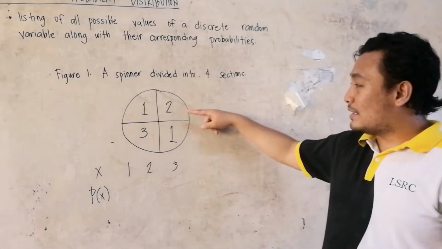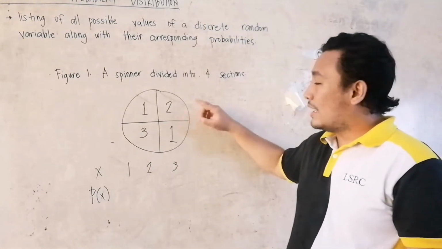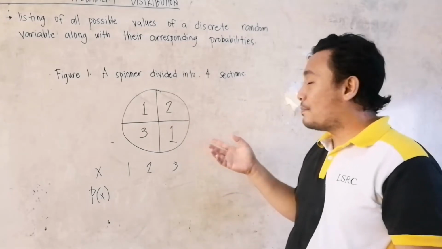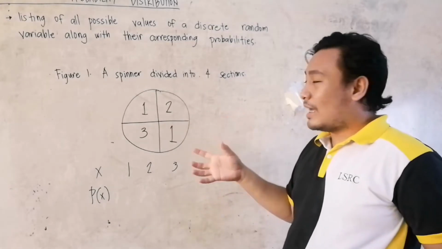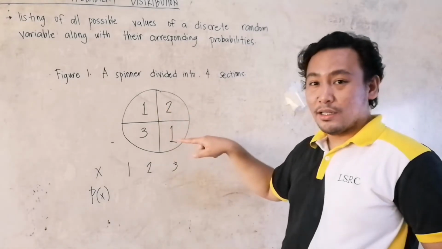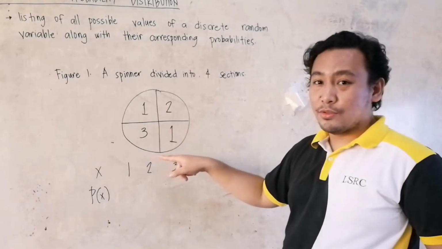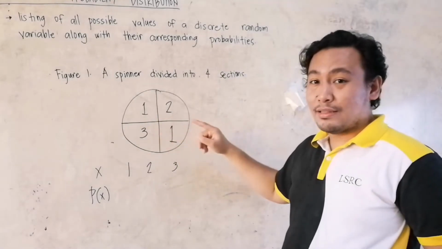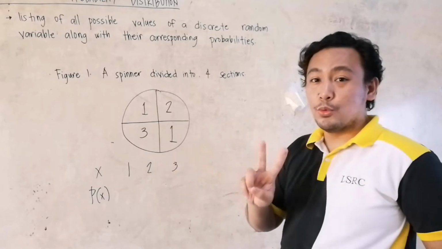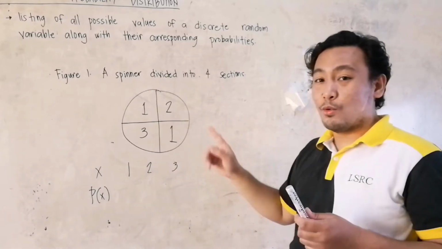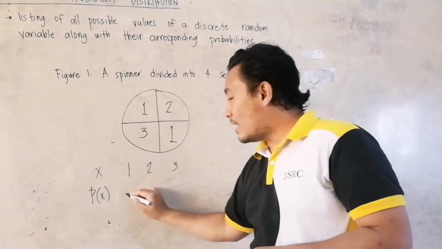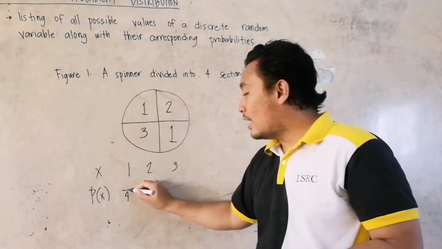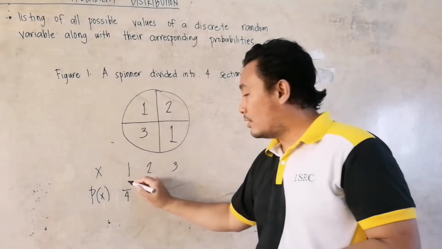So, assuming na pinaikot natin yan, ilang beses sa tingin ninyo pwedeng lumabas yung 1? Gano'ng kalaki yung chance na lalabas yung 1? So, remember, ilan ba yung possible values? We have 4. So, 4 yung pwedeng pagtapatan nung point natin, and we have 2 1s. So, this means that since we have 4 possible values, lagay natin yung 4 as a denominator, and ilan yung 1 dito. So, we have 2.